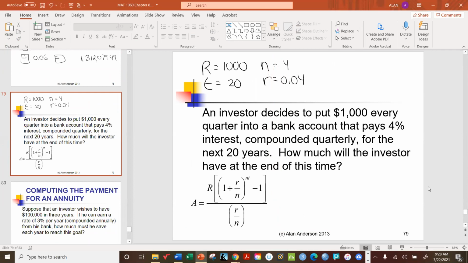All right, so once you figure out how much money, and by the way, before you do something like this, just try to visualize how much money this person will have if there's no interest. $1,000 4 times a year for 20 years is $80,000. So your answer has to be at least $80,000.